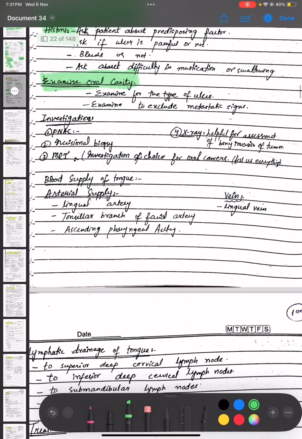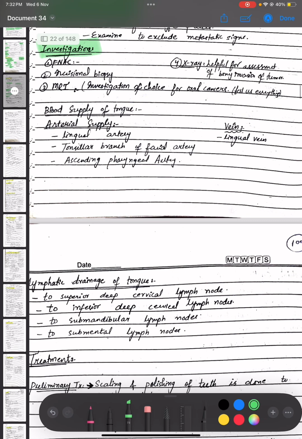What are the investigation options? First, we will do fine needle aspiration, then an incisional biopsy, then MRI is done, which is the investigation of choice for oral cancer, and then an X-ray is done, which is helpful for the assessment of bony invasion by the tumor. Now, what is the blood supply of the tongue?